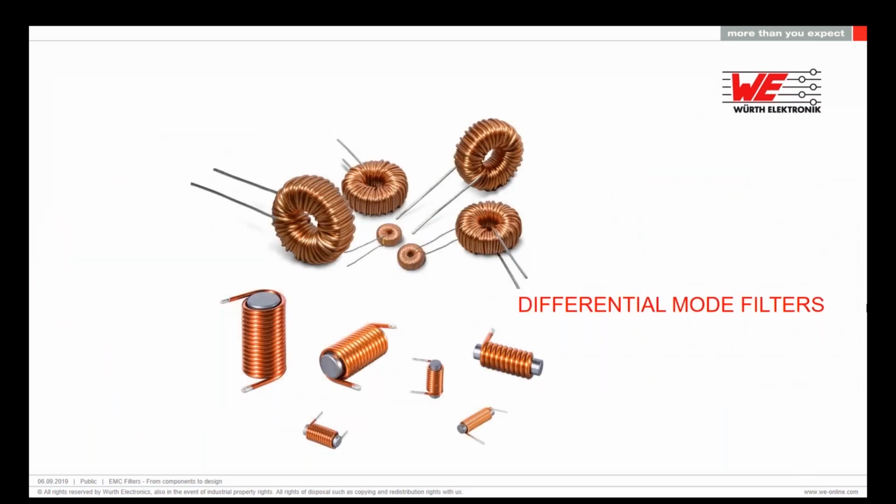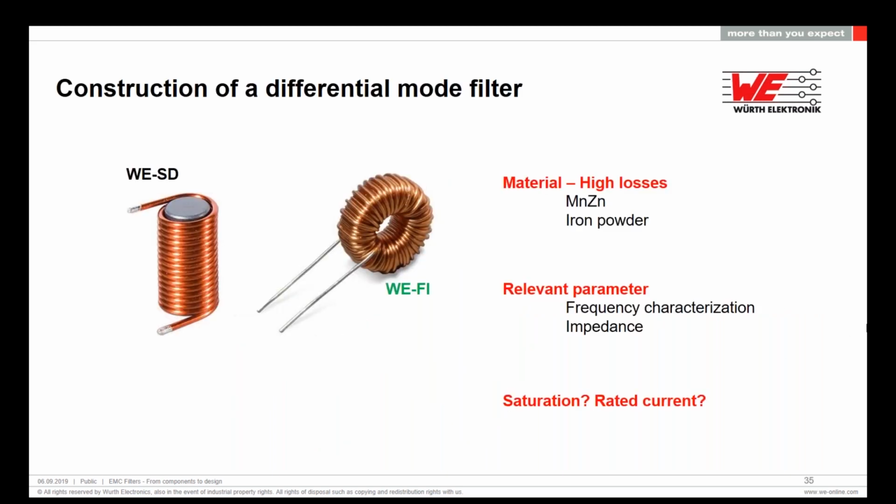So beside the common mode chokes, we also have differential mode filters or differential mode chokes. These differential mode chokes have different materials. What we have in our catalog are differential mode chokes made of iron powder and manganese zinc. And the relevant parameters are frequency characterization and impedance. Saturation and rated current are in this case also really important.